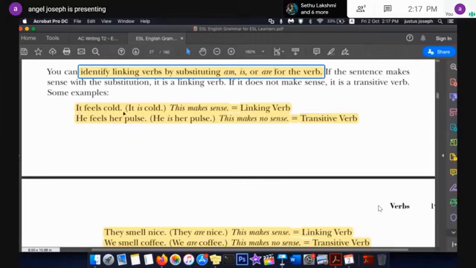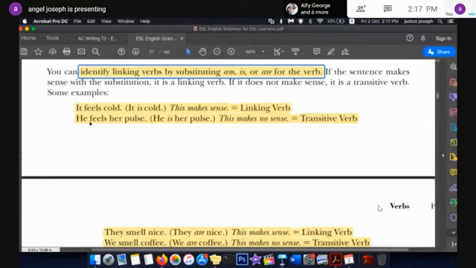"It feels cold." Can I substitute it with "It am cold"? No. "It is cold"? Yes, that makes sense. It is cold. That makes sense. That's the same meaning as "It feels cold." So feels is what? A linking verb. This is how we check. This is how you can check it.